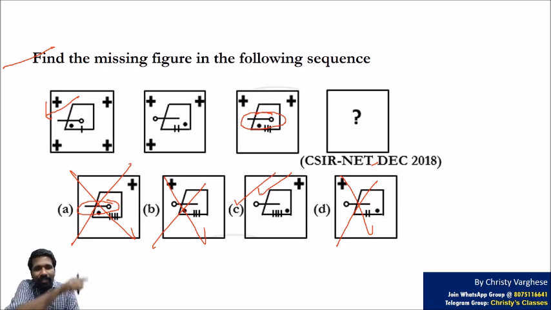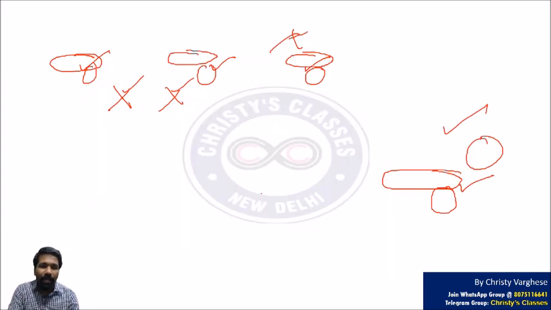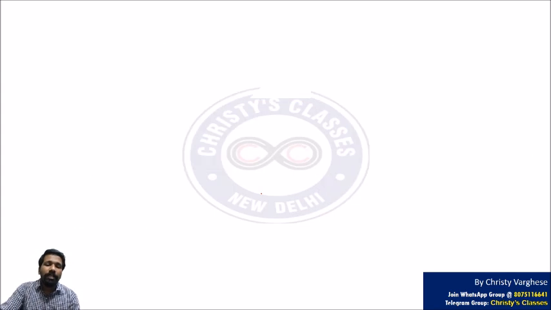Even if you don't analyze all the changing properties, as the options are simple, you can reach option C by checking only two properties. But all the time options may not be easy. That is why I am explaining everything needed for this analysis. So let's go to the next question.